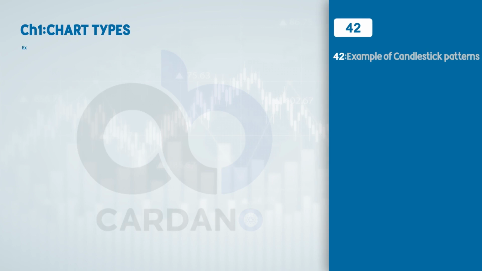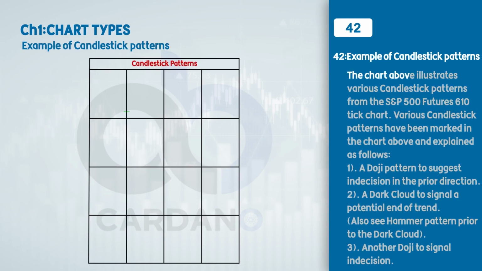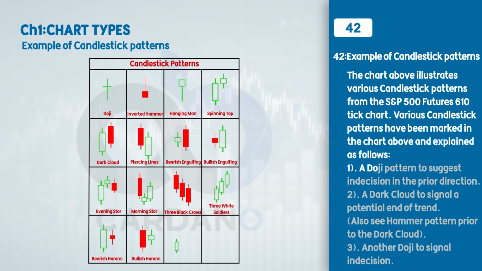Now let's go to point 42. Example of candlestick patterns. The chart above illustrates various candlestick patterns from the S&P 500 Futures 610 tick chart. Various candlestick patterns have been marked in the chart above and explained as follows. First, a doji pattern to suggest indecision in the period direction. Number 2. A dark cloud to signal a potential end of trend. Also, see the hammer pattern prior to the dark cloud.